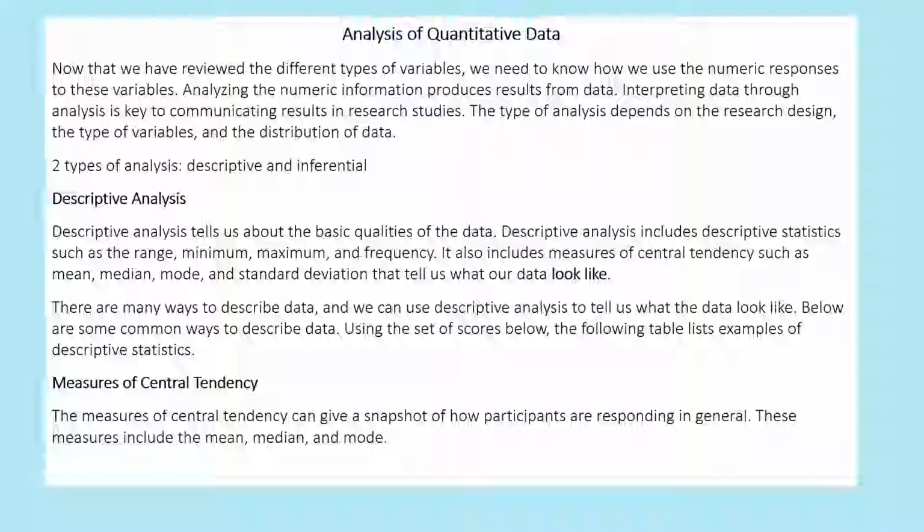Below, we will go over some common ways to describe data using a set of scores that we've obtained, through tables and examples, showing how we use descriptive statistics. The first thing we want to mention is the measures of central tendency. The measures of central tendency are like a snapshot of how the participants look in the study and the results or the data we collected from these participants. So we look at them through measurements of mean, median, and mode.